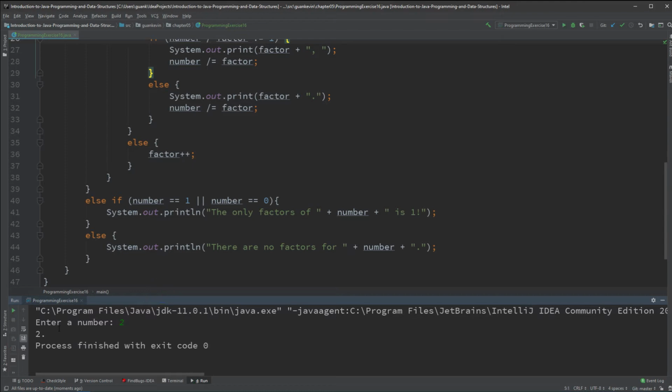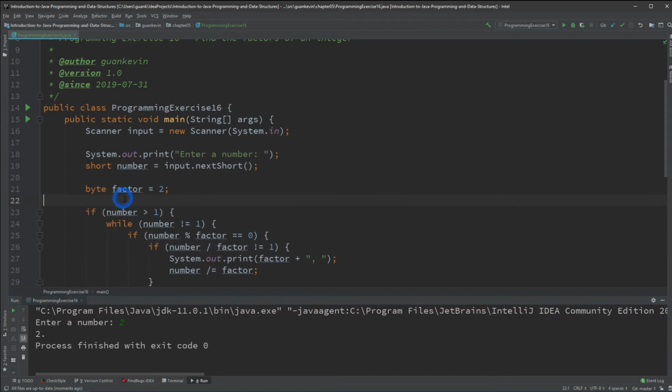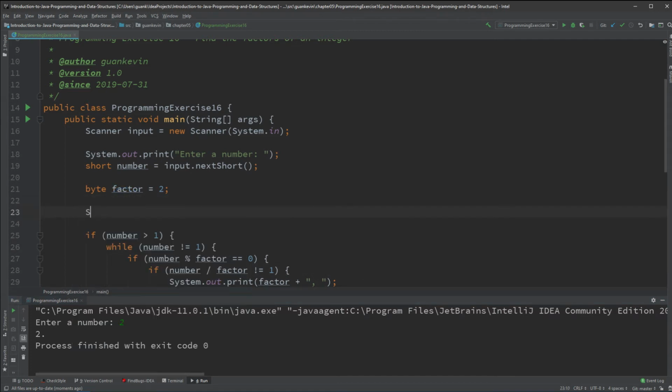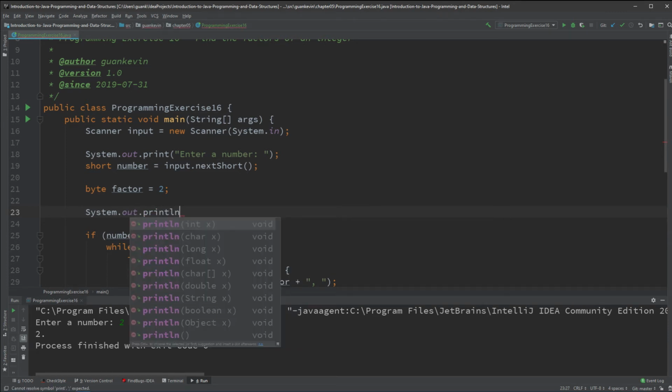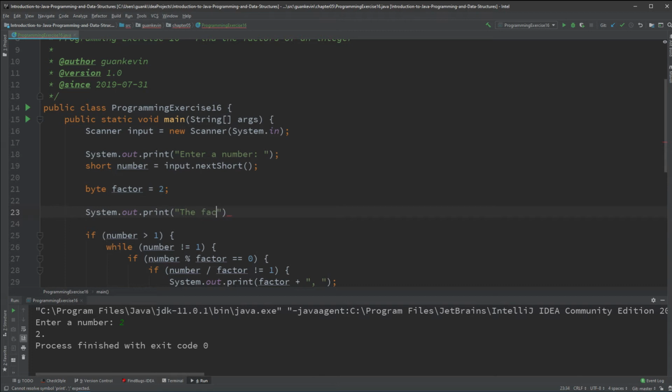So we could say System.out.println, the factors for, let's say number, are, for cases of 1 or more numbers. So it works for 2, works for any number 2 or greater. The factors for 3 are 3.